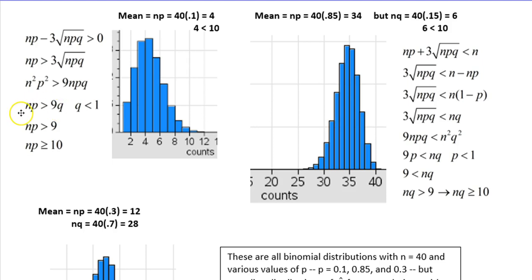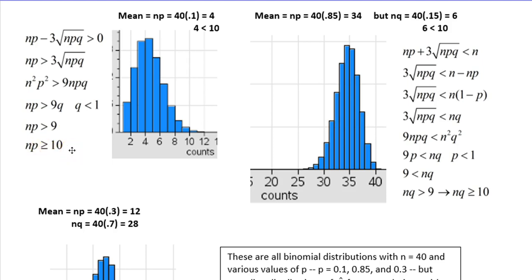So if np is greater than 9 times q, we know at the most it has to be greater than 9, because otherwise this number would be less than 9. So to be conservative, we could say it's greater than 9. And then just to make it nice numbers, we say greater than or equal to 10, just because 10 is a nicer number.